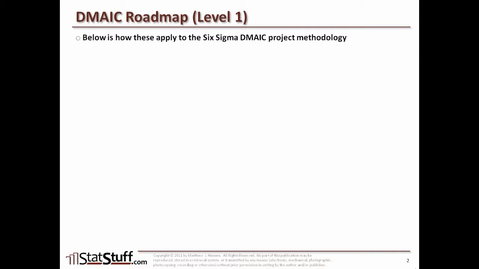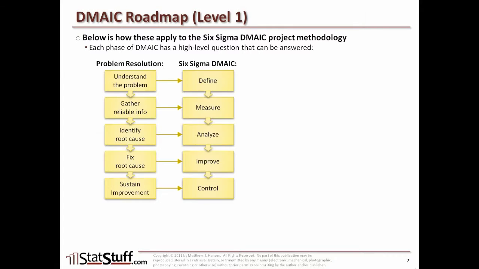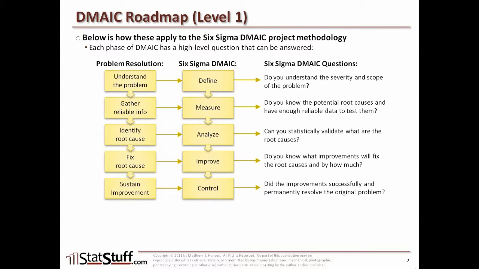Previously, we introduced the 5 basic steps for resolving a problem, and then we applied those 5 basic steps to the DMAIC methodology, the 5 phases of the Six Sigma DMAIC methodology. And last time in the lesson, we had also talked about the high-level questions we would ask for each of those phases in the DMAIC methodology. We also took that a step further. That's what we call level 1. That is, at the top level, we have each of these different questions that we're asking for each of the phases within the DMAIC methodology.